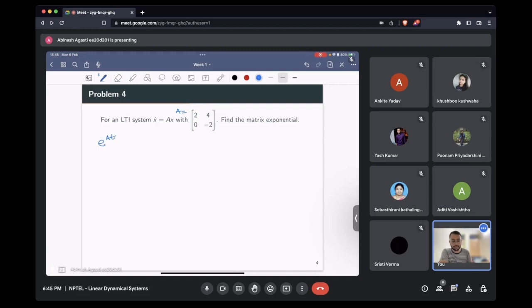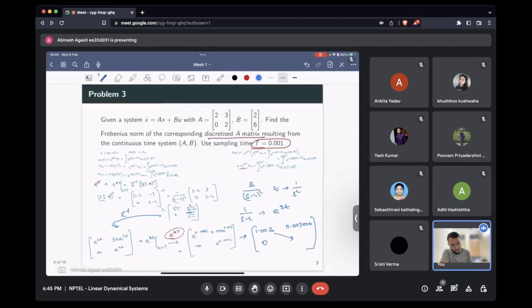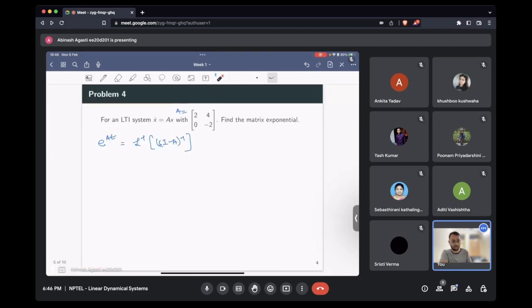So can someone write down what it is for AT? We already know the formula. It is Laplace inverse of SI minus A inverse. Okay. The same thing we did in the previous question. We had the A matrix, we found out SI minus A inverse, then took its Laplace inverse to get the matrix exponential. Alright, so come on, try for some 2 minutes, let's say, then we'll discuss this.